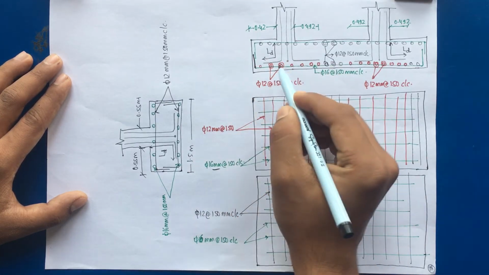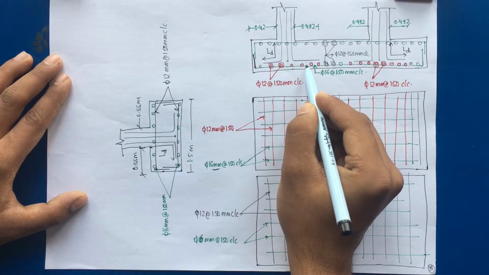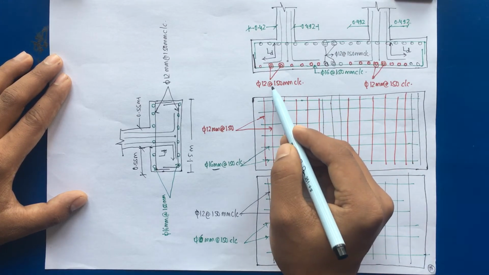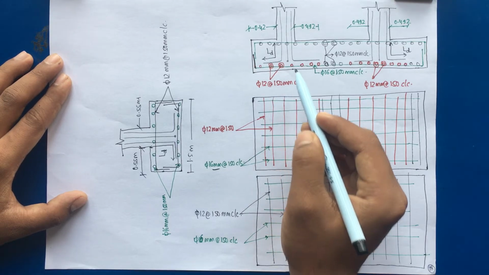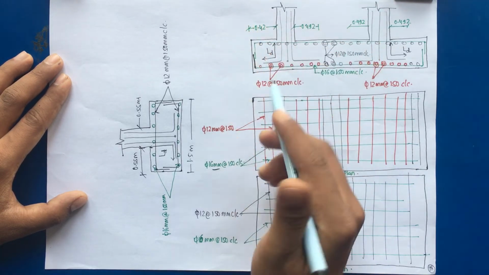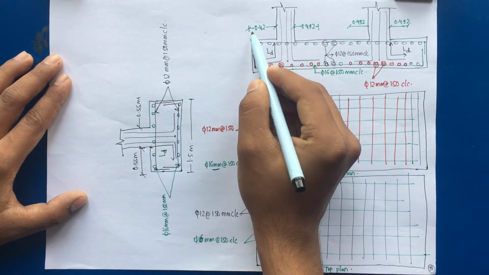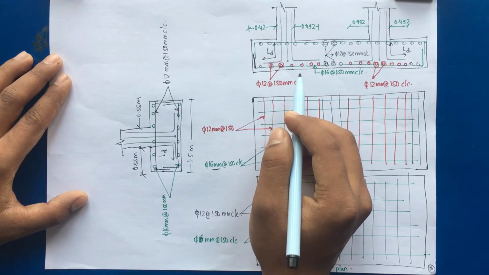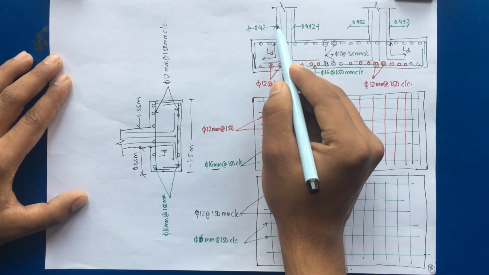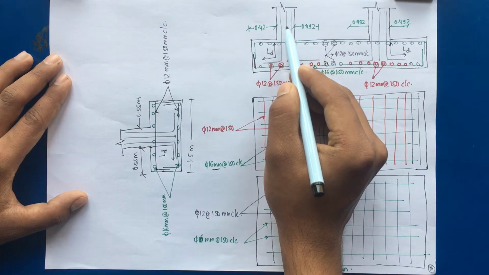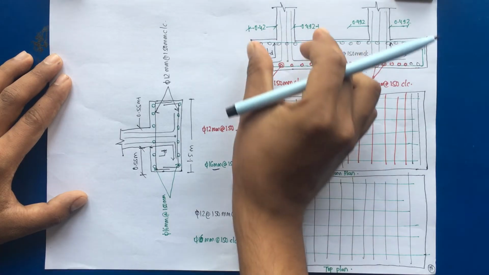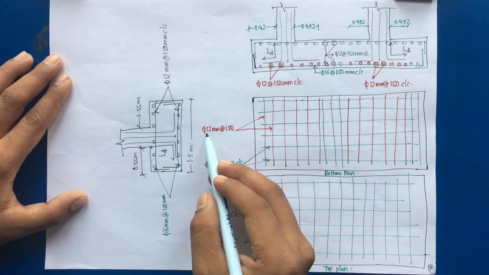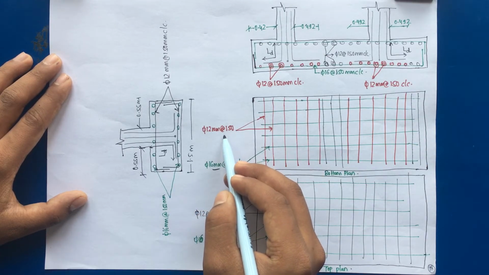Similarly, these red circles represent the transverse reinforcement under the columns. So 12 mm at 150 mm center to center spacing under column A up to a width of 1.25 meter, that was the width of the transverse beam. So 0.42 plus 0.3, that is the width of the column A, plus 0.492. Up to this point we have provided transverse reinforcement of phi 12 mm at 150 mm center to center.